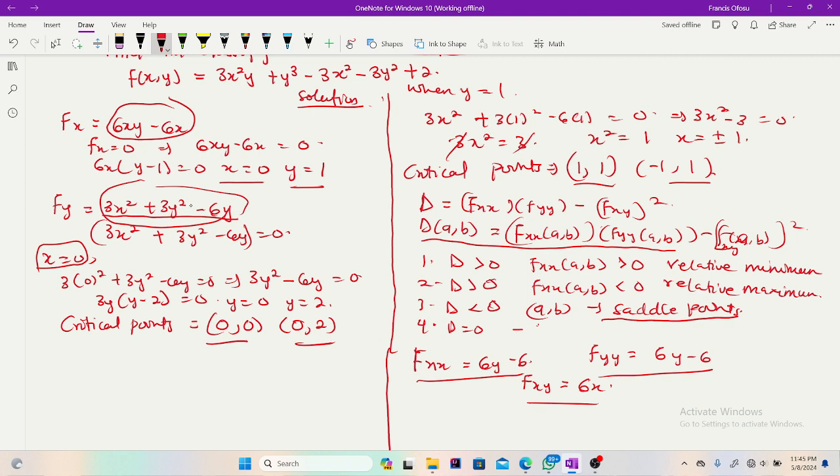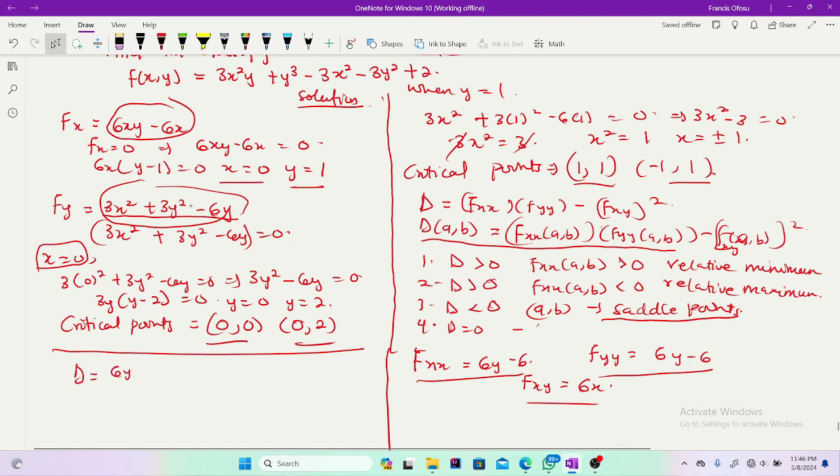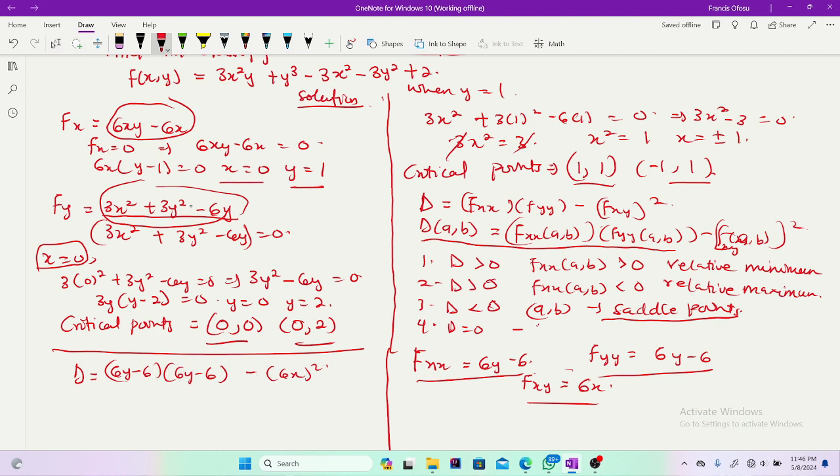My d is equal to, I'm multiplying fxx. So the formula is fxx times fyy, right? So I'll have 6y minus 6 multiplying 6y minus 6, which is this and this, minus 6x all squared. Okay, so this is my determinant function. At this point, I simply have to take all the critical points one by one. I have 4 critical points: (0, 0), (0, 2), (1, 1), (negative 1, 1).